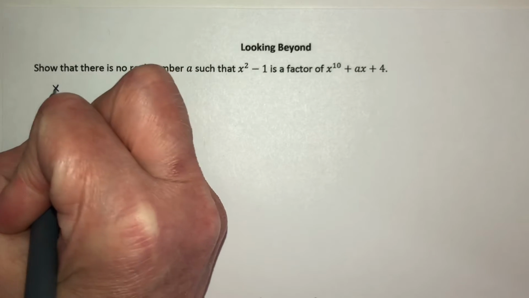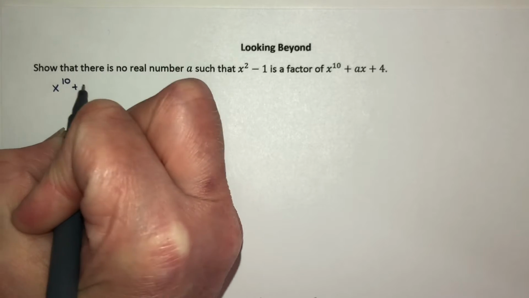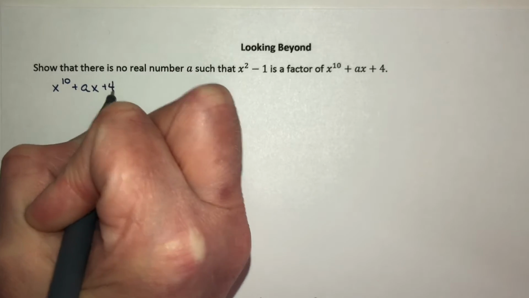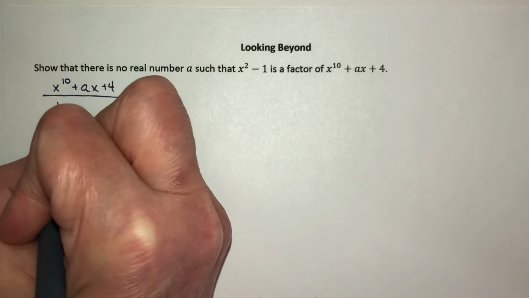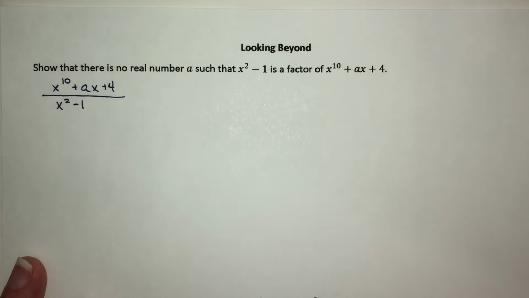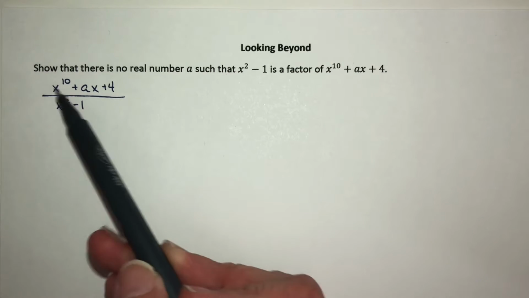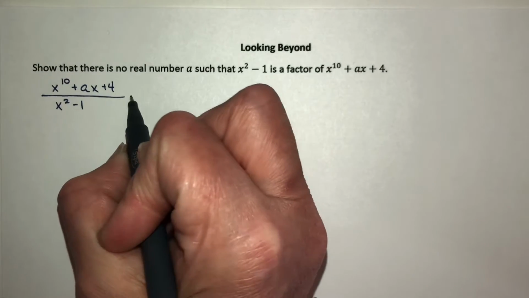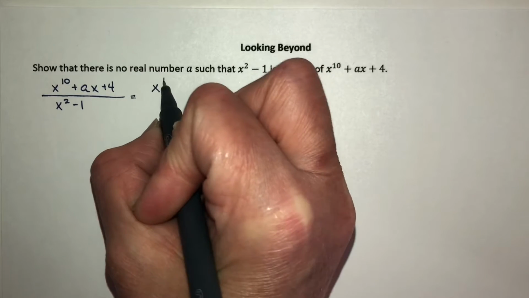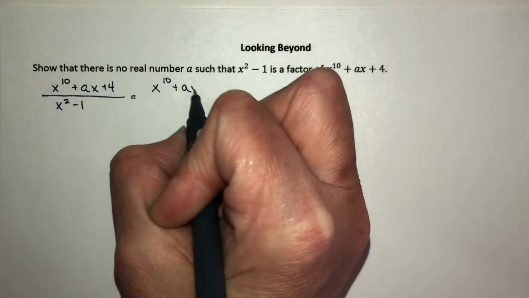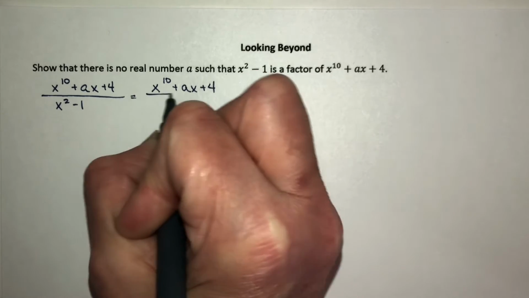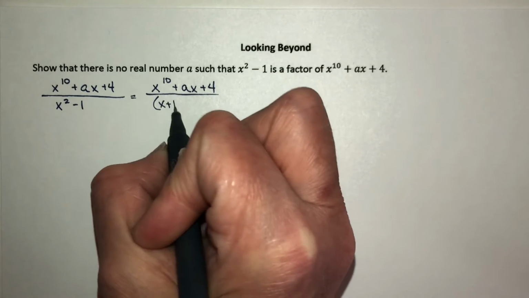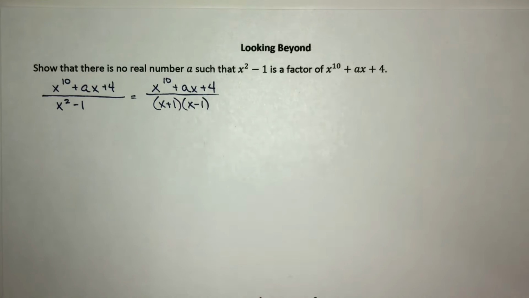So basically, I've got x to the 10th plus ax plus 4, and I want to divide that by x squared minus 1. Now, you can do this with long division if you want to. I cannot use synthetic division in this form because of that square. But you may recognize that this is a difference of squares, and that will make it easier. So go ahead and factor that. And this is x plus 1, x minus 1.